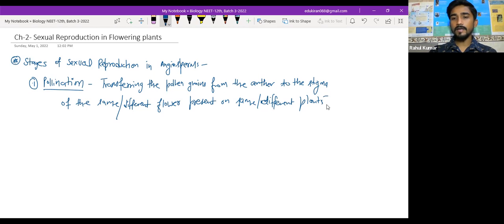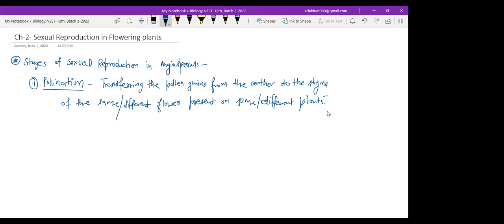You can continue writing of the same species, but the species has to be the same in order to undergo sexual reproduction successfully. Different plants of the same species. Now, is the definition clear to you? Anyone has any doubt with the definition? People, is it clear? Alia?